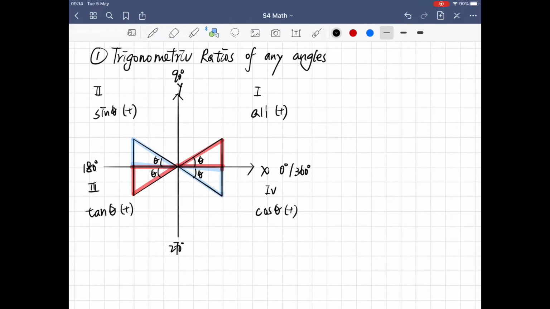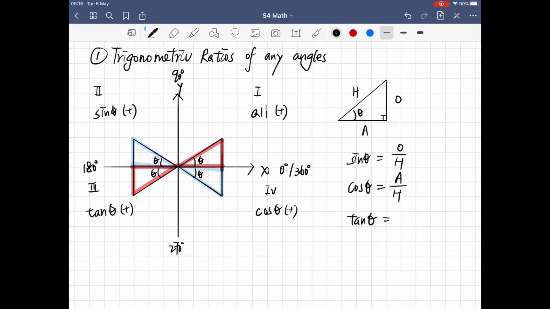Then next, please consider a right angle triangle. And for this right angle triangle, we have the opposite side O, the adjacent side A, and the hypotenuse H. Okay, so for sine theta, it is O over H. For cosine theta, it is A over H. And finally, for the tangent theta, it is O over A. So these are the trigonometric ratios.